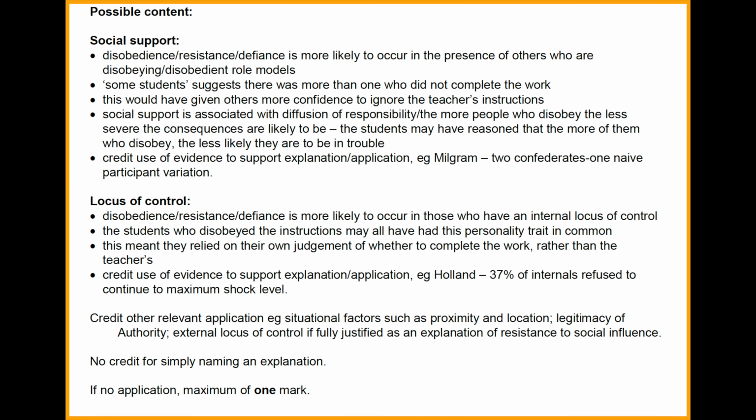The mark scheme for this question would also allow you to make reference to studies to illustrate this. So for locus of control, you could describe Holland's research with Milgram's participants who refused to go up to 450 volts, with many of them having an internal locus of control. Or for social support, you could reference Milgram's variations, where he included a dissenter, someone else in the room with the participant who refused to administer the electric shocks. The result being obedience rates dropped.